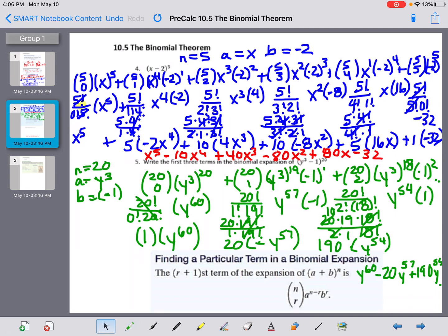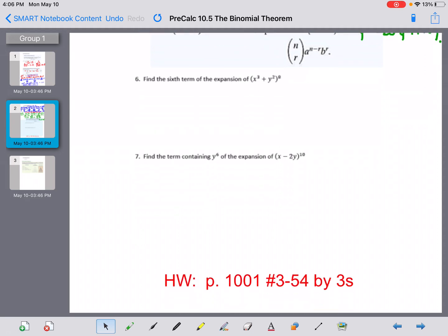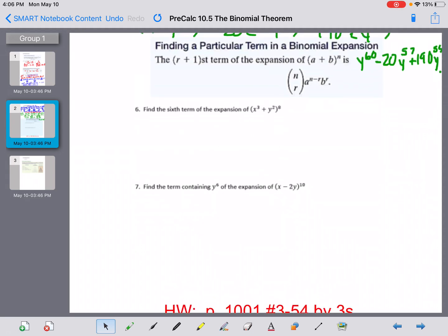Now, what if we want to find a certain term in a binomial expansion, like the 20th, or the 18th term or something like that, do we need to do all of them to get there? We don't have to do all of them, so we do have this formula to find the particular term. We are going to do n over r again. And we do a to the n minus r power times b to the r power. Okay, so a couple things to make sure we understand here. The r, this says to find the r plus 1 term.